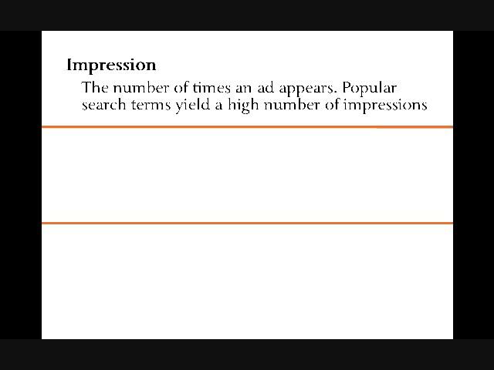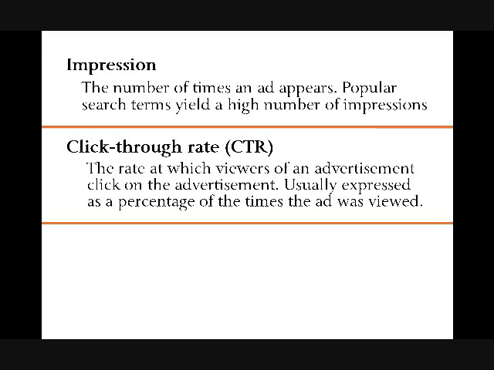Does it mean the person actually looked at your ad? Well, not necessarily, but at least it was on the page, and the systems track that. They also track how many times someone clicks on your ad. So an ad might show 1,000 times, maybe 10 people click on that ad. That would be considered a 1% click-through rate. If the ad shows 100 times, one person clicks, that's a 1% click-through rate.